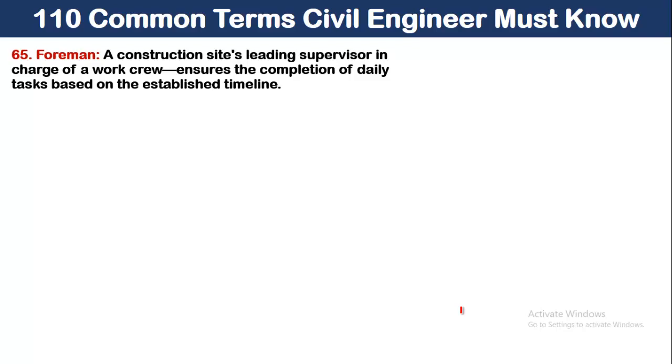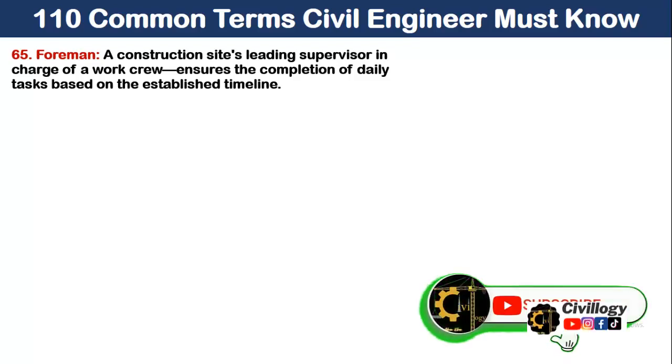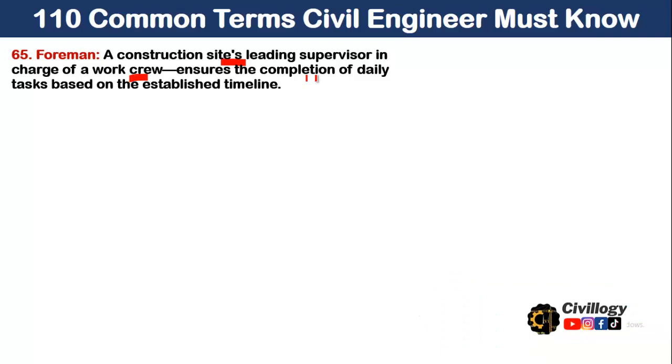Point number 65, which is very important, and you should know who is a foreman. A foreman is a construction site's leading supervisor in charge of a crew, who ensures the completion of daily tasks based on the established timeline. Okay, he is actually a supervisor who supervises the daily work which has been assigned to him.